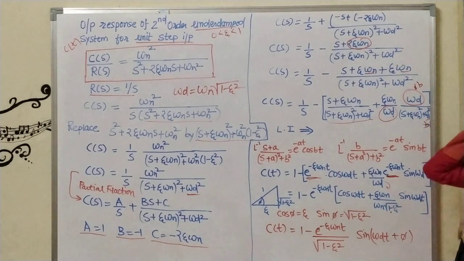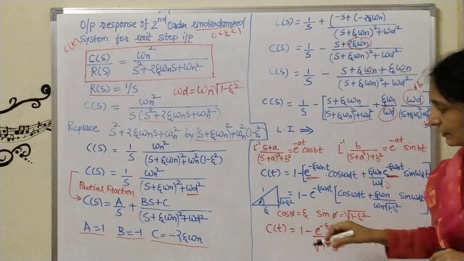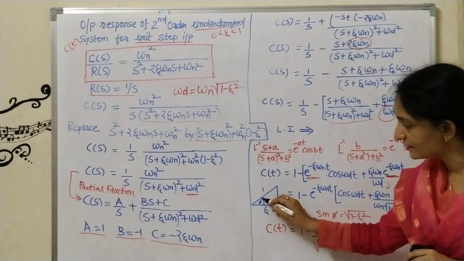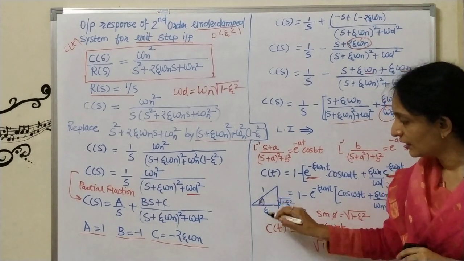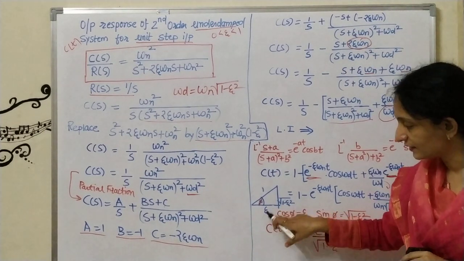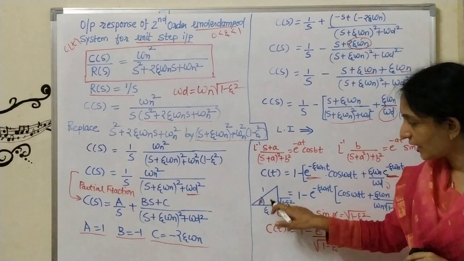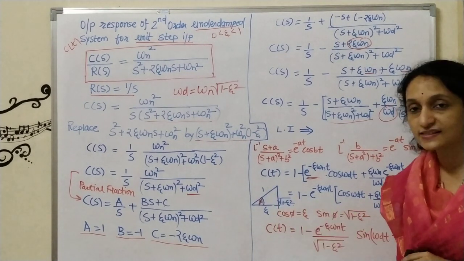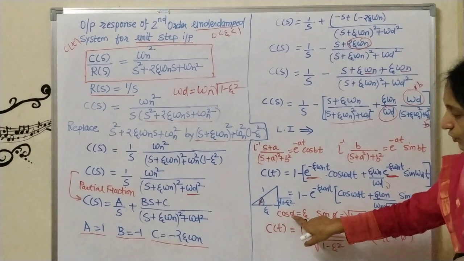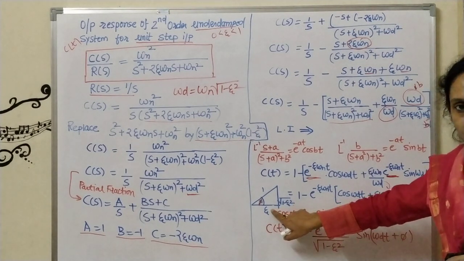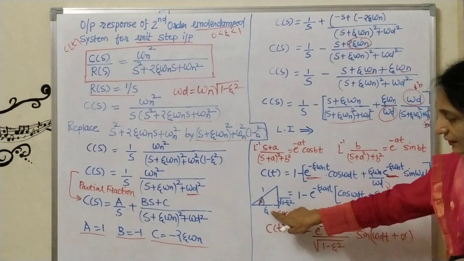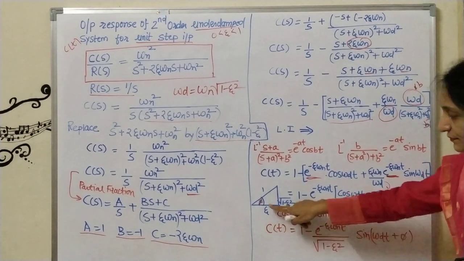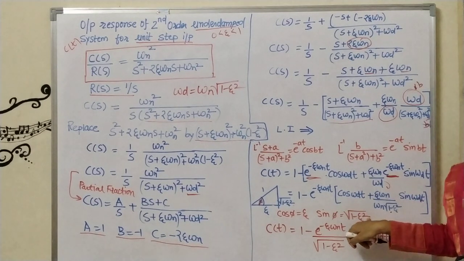So what I did here, I have to reduce that equation, so I am using this zeta triangle. What is that zeta triangle? Look at this. This angle is phi. This adjacent side is denoted with zeta, the opposite side is denoted with under root of 1 minus zeta square, and the hypotenuse is 1. So we know that cos phi, that is the adjacent side, will be zeta, and sine phi will be under root of 1 minus zeta square.